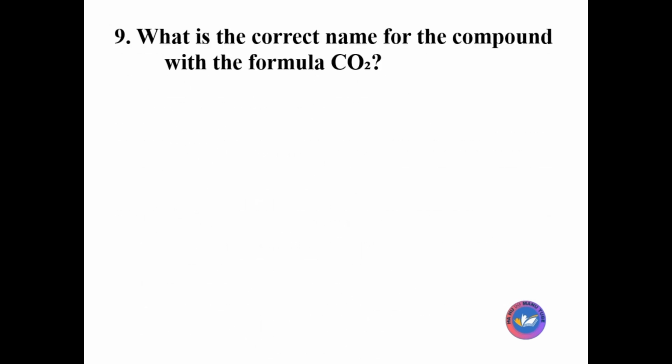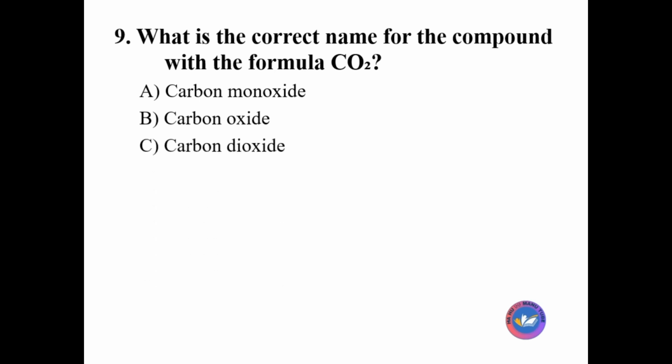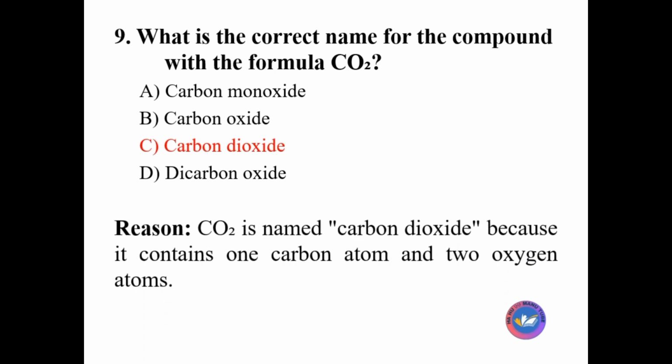Question number 9. What is the correct name for the compound with the formula CO2? A. Carbon monoxide, B. Carbon oxide, C. Carbon dioxide, D. Dicarbon oxide. The answer will be carbon dioxide. CO2 is named carbon dioxide because it contains one carbon atom and two oxygen atoms.